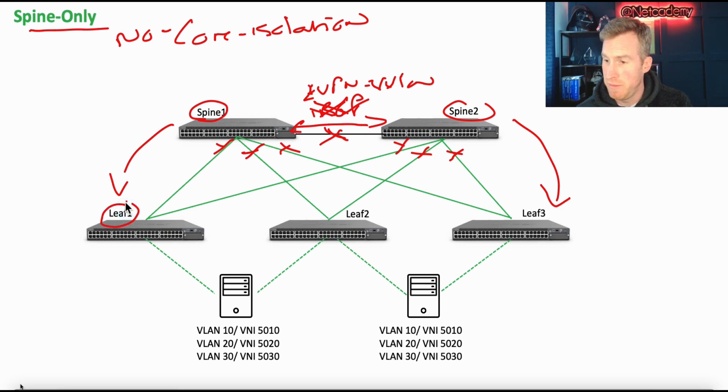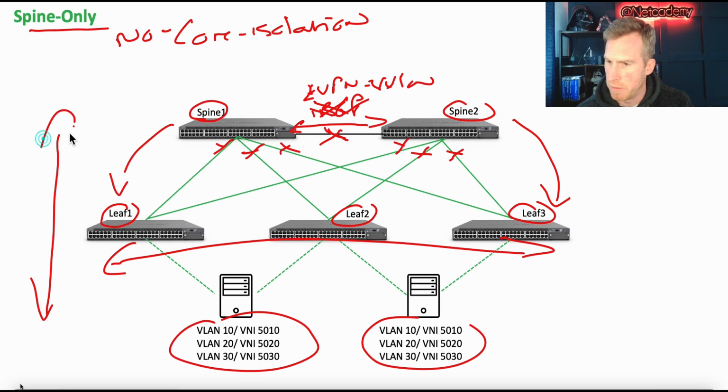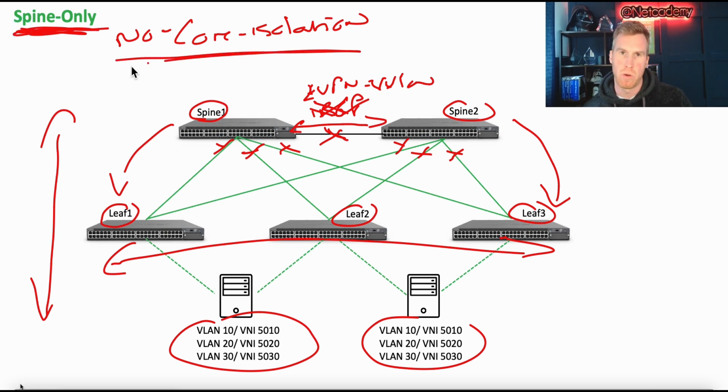And in which case, the leaf devices here, with all those tenants and servers connected, have no means of communicating east to west or even north to south. That's not good. So essentially all data center traffic could stop. So I highly recommend, again, please read the documentation, but if you have a spine-only model, you need to look at the no core isolation, or the equivalent depending on your vendor, and this needs to be configured on those spine devices for this spine-only mode.